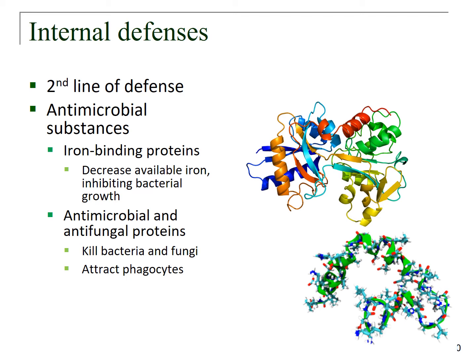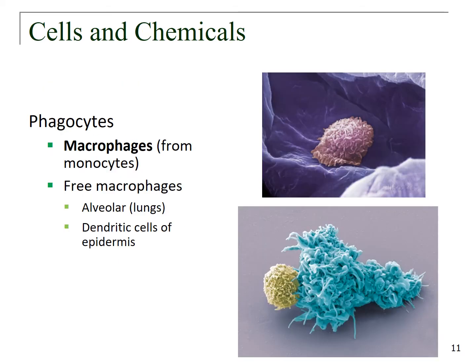The second protein on the lower right is an antimicrobial protein. These antimicrobial and also antifungal proteins will actively kill bacteria and fungi. But the second thing that they'll also do is, when they bind to the bacteria and fungi and kill them, at the same time they'll also attract phagocytes to basically eat the bacteria and the fungi that they've bound to.